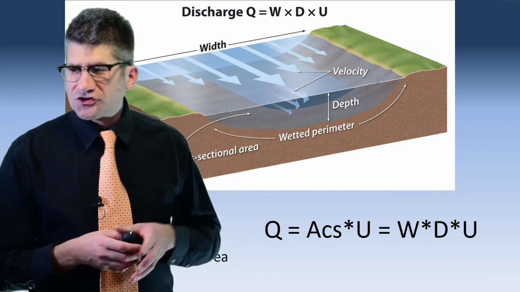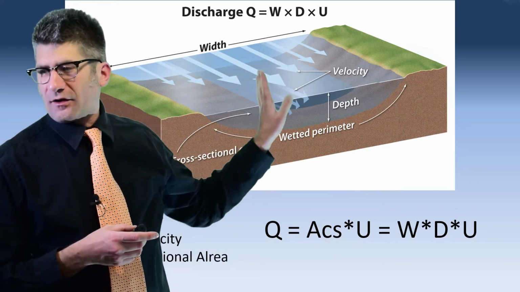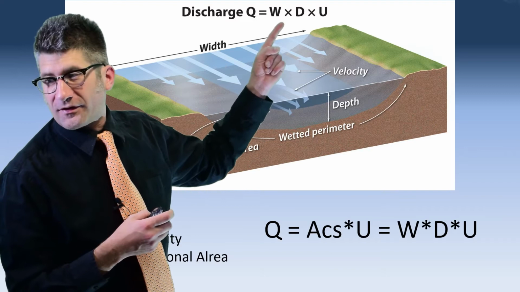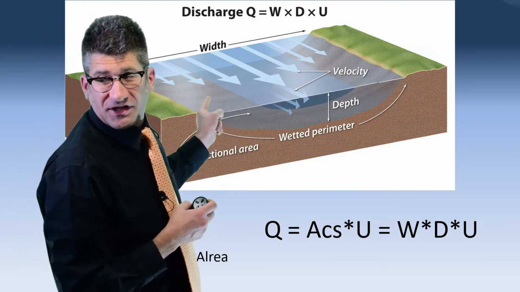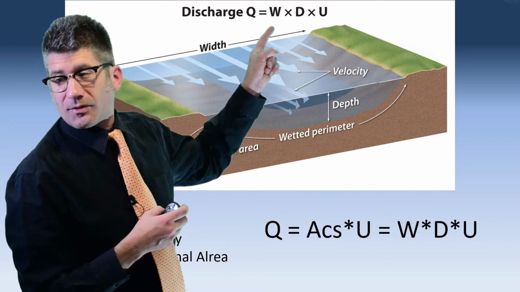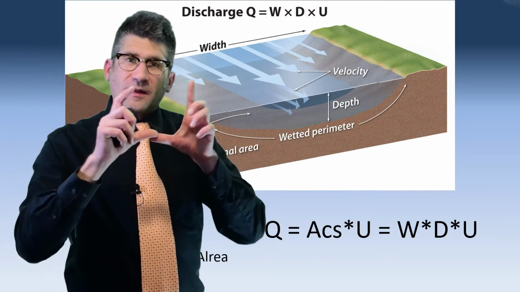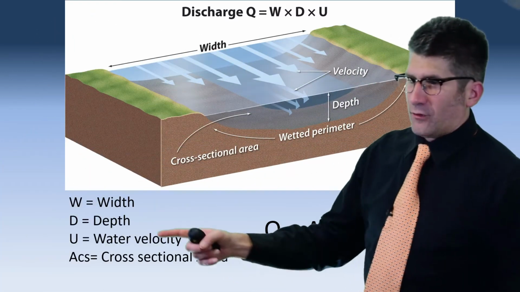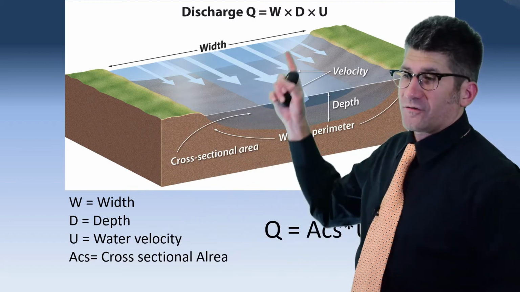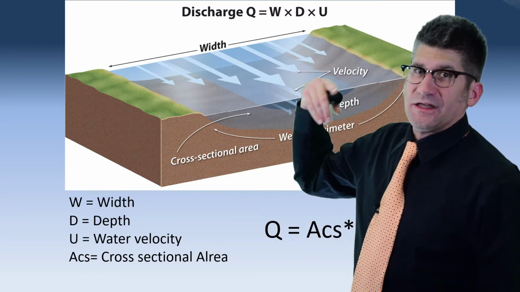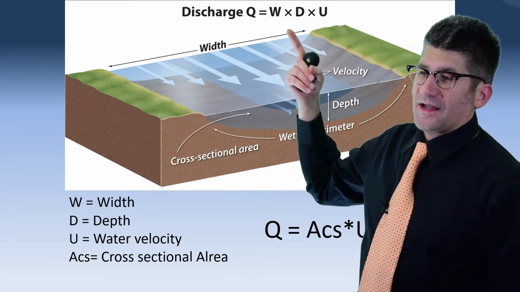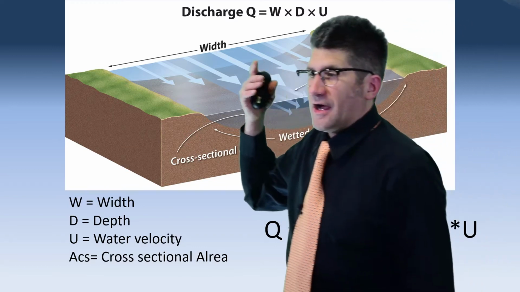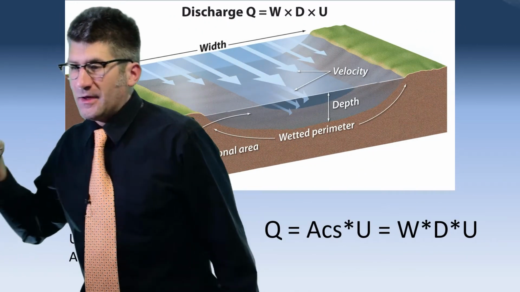And so discharge, oftentimes when we want to measure it, we take the width of the channel going across here. We'd multiply that by the depth of the channel. So length times length, we get a length squared. And then we'd multiply by u, which is our water velocity, in length per time. We end up with length, length, length per time. Multiply all those together, and we end up with cubic length, so volume per time.